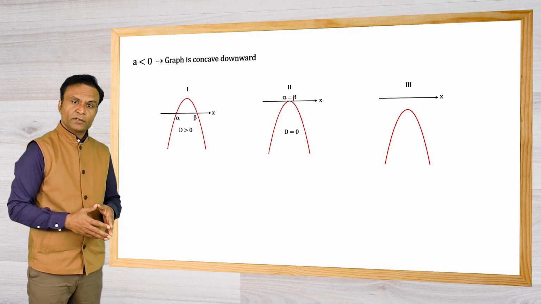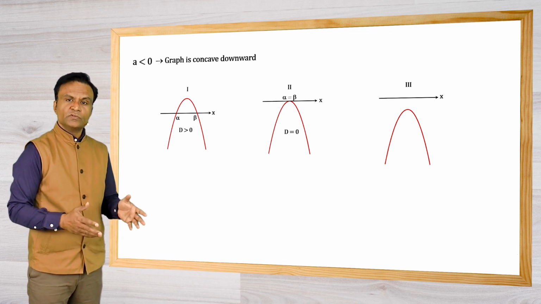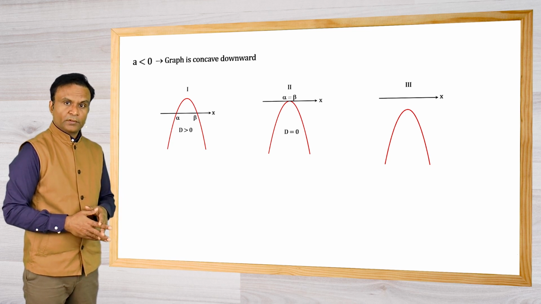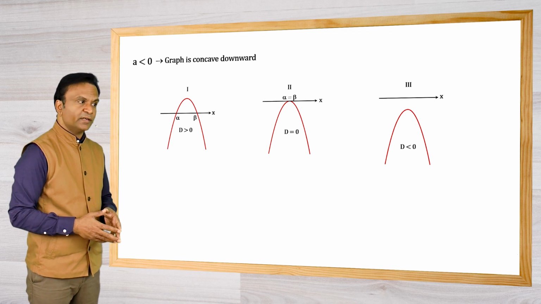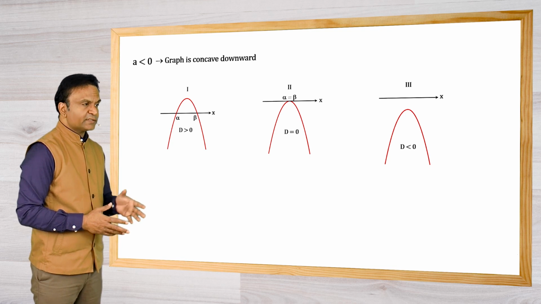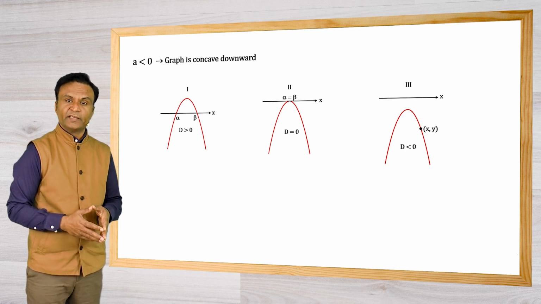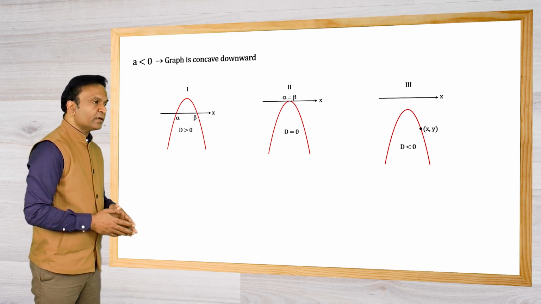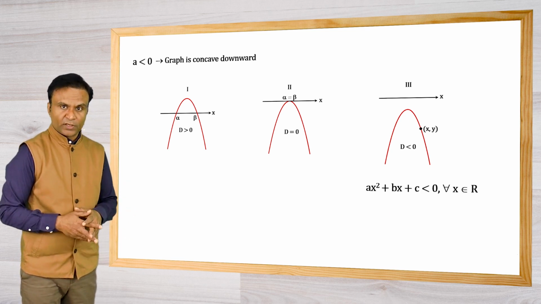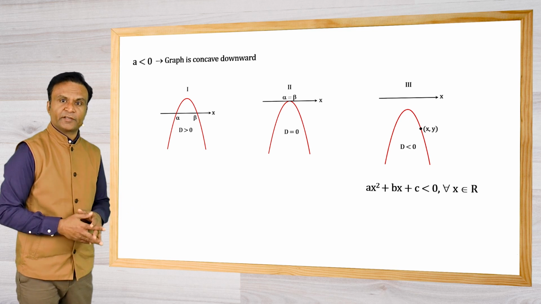In the third figure, the graph is not intersecting the x-axis. That means roots of the quadratic equation are imaginary. So in this case, discriminant is less than 0. In the third graph, where D is less than 0, if you take any point on the graph, the value of y is negative. That means here ax square plus bx plus c is less than 0 for all x belongs to R. This graph is always lying below the x-axis where y is negative.